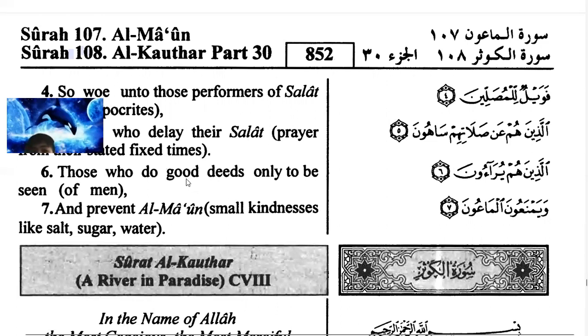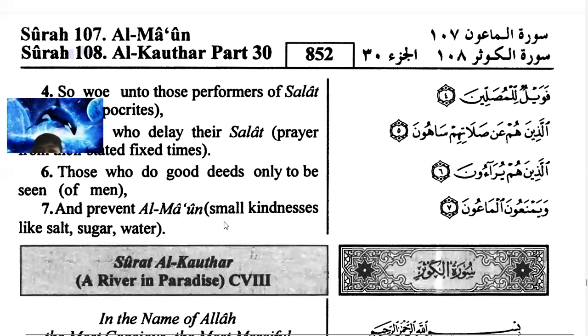Okay, next. Those who do good deeds only to be seen of men. Basically, it means those hypocrites mentioned above, who do good deeds to show off to people. Do I need to write? It is the same as the one in four. No need to write it. People who perform Salah to show off to other people.